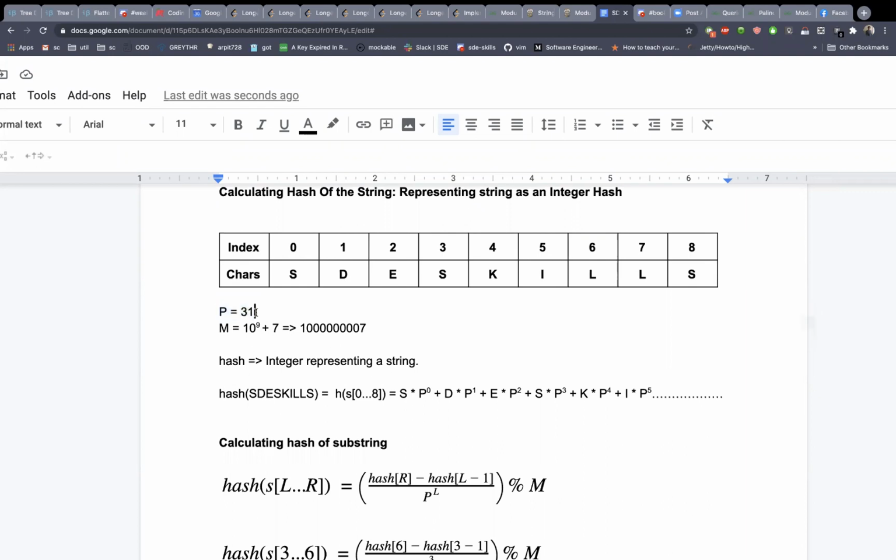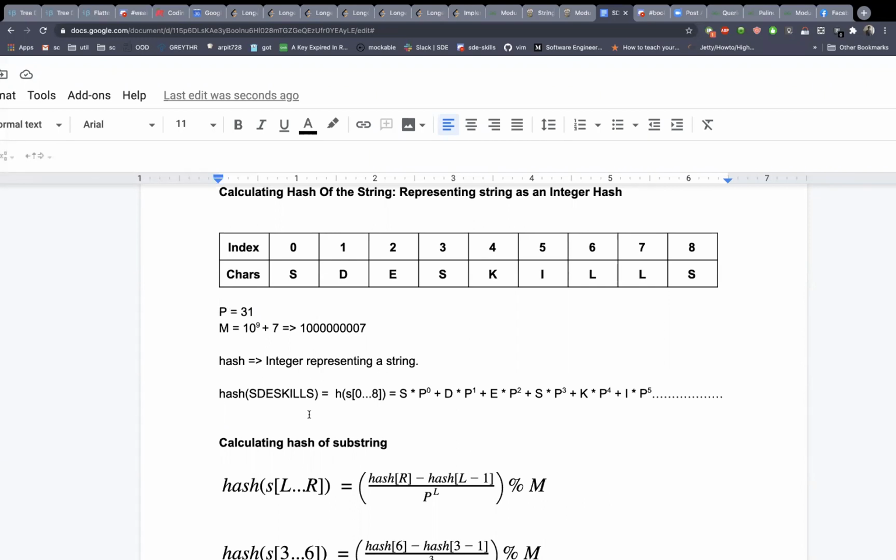But the number which you choose should be bigger than your character set. For this problem, we have a character set of just small letters, which can be mapped to 1 to 26. So you should take a number greater than 26. I'll come to the reason why we need a number greater than 26.